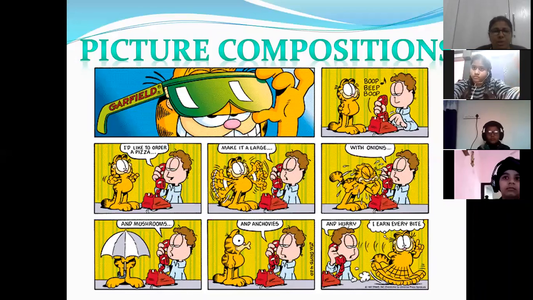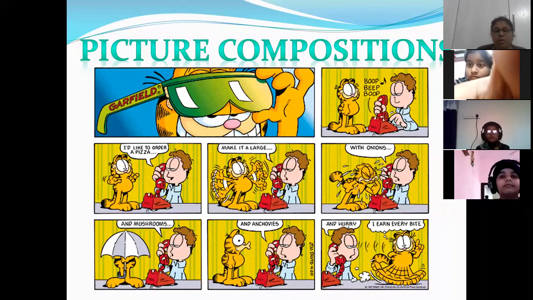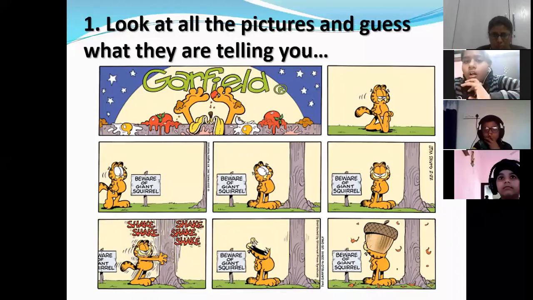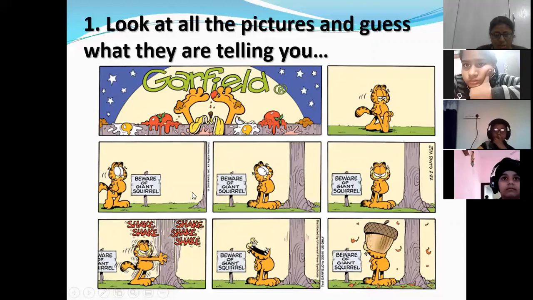Here you can see there are 8 pictures given, and in all the pictures you can see some dialog boxes also, and some characters. So how can you write a good composition with the help of a picture? First, you have to look at all the pictures and guess what they are telling you. Here you can see some words are also written: beware of giant squirrel. Then you can see all different actions. Here it is written: shake, shake, shake, shake. All these pictures are telling something about the story.